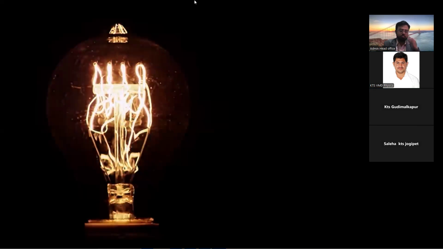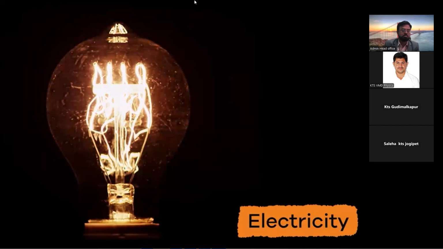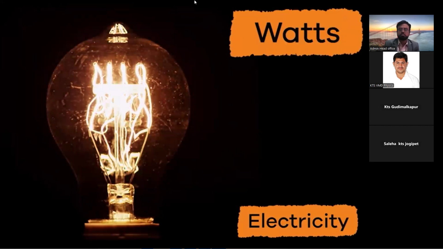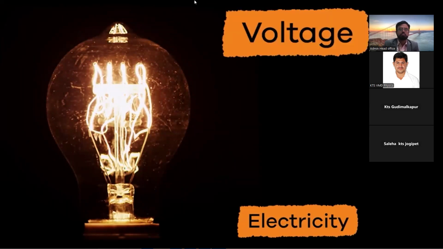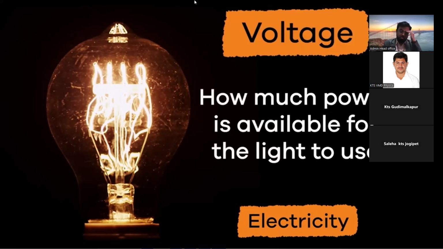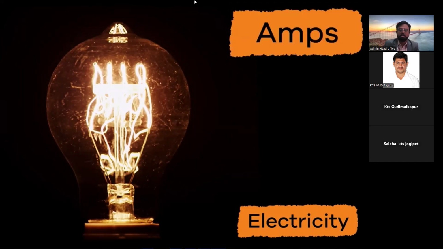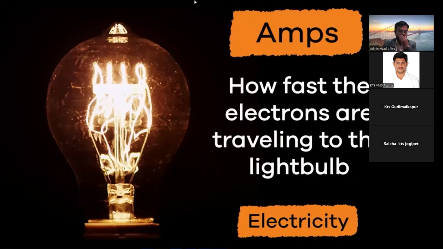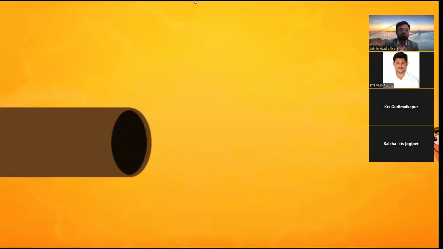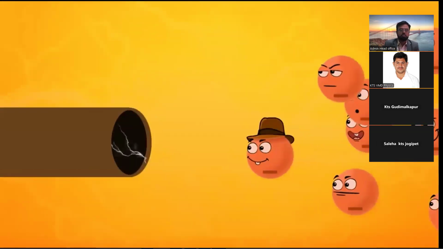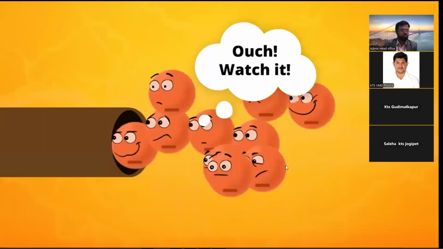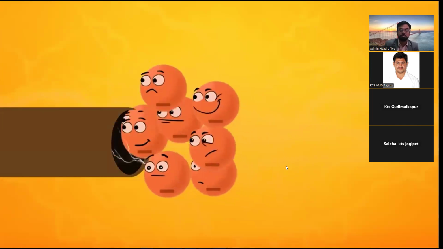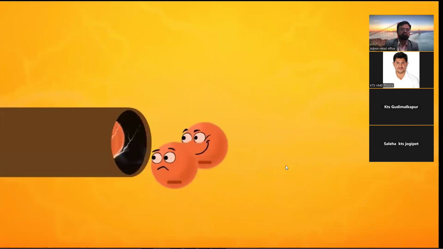There are some important words that have to do with electricity. These words are watts, or how much power a light is using. Voltage, how much power is available for the light to use. And amps, how fast the electrons are traveling to the light bulb. Shorter, longer, thicker, and thinner wires also affect how electricity travels. Shorter and thicker wires allow for better flow of electrons than thinner and longer wires.